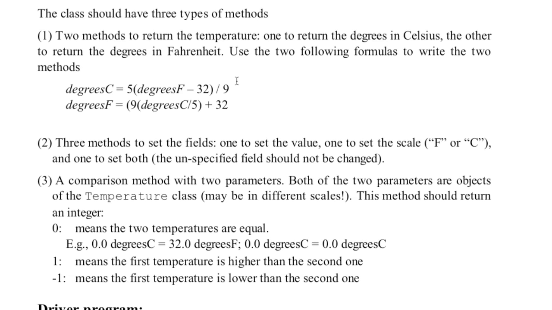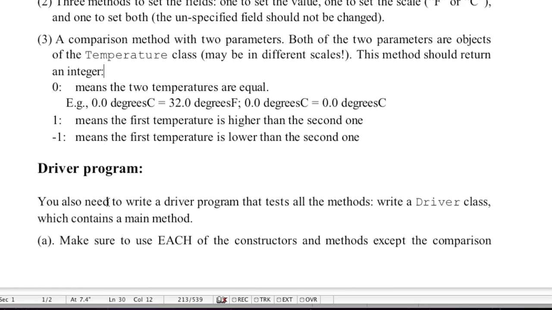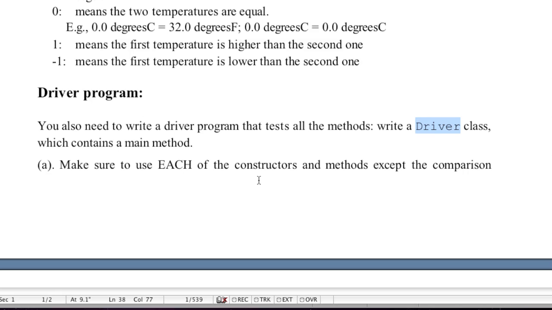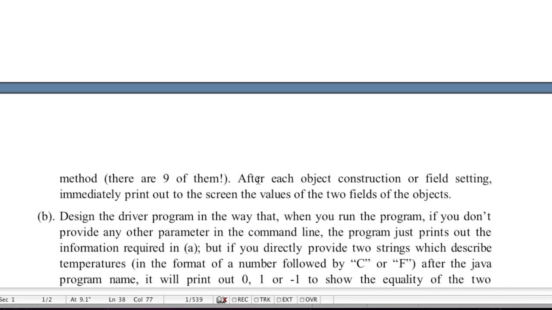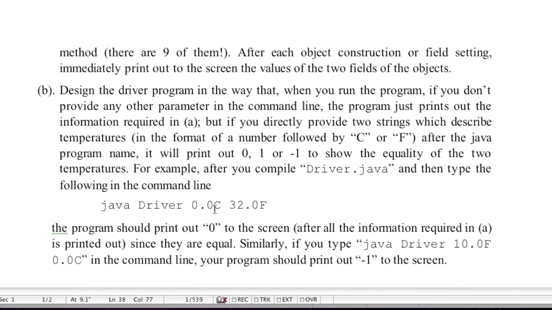So let's do 2 sets and gets, and then the last part of it is the driver program. You also need to write a driver program that tests all the methods. So we're going to write a driver class, which contains a main method. Make sure to use each of the constructors and methods, and exercise all the stuff. Design the driver program so that when you run the program, you don't have to provide input, so it's not asking for a command line interface. If you want to add command line interface to it, you can, but just make it so you can hard set. Just run through all of the methods and exercise the classes.